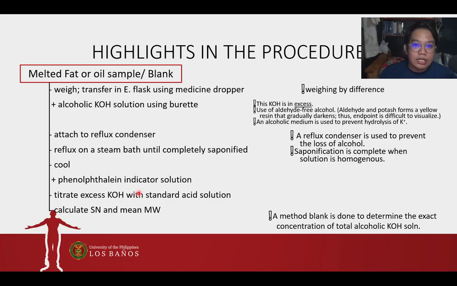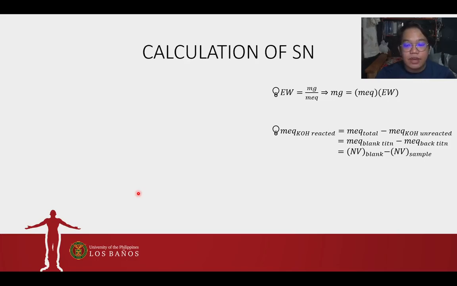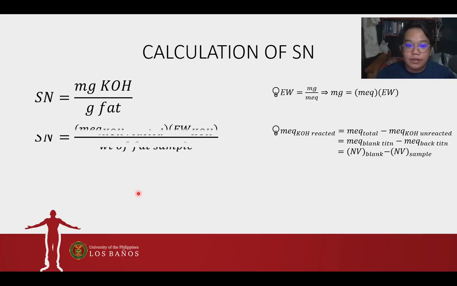So, ang essence nito is for us to determine the exact concentration of total alcoholic KOH in our solution dun sa ating solvent. Para yung makakompute lang natin ay solely attributed from the sample. Okay? So, for the calculation of saponification number, since we have the unit milligram potassium hydroxide per gram fat, so what we'll have here is this one. Basically, para makuha mo yung milligram KOH, ito ay milli-equivalent of KOH multiplied to the equivalent weight of KOH.